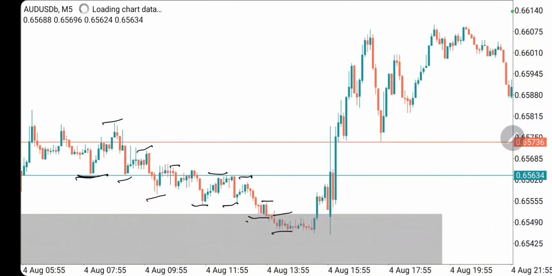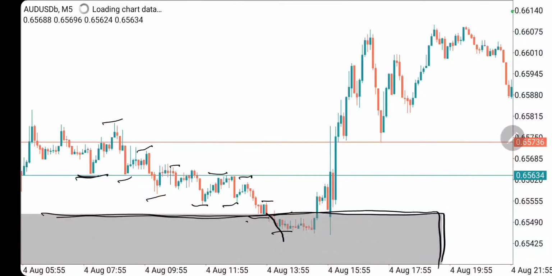Lower high, lower low, lower high. Now you can see the market came into the zone. This is the zone that we drew on a higher time frame. The market came right into the zone. So what happened when the market came into the zone? The market bought and broke structure. Look at this zone. This zone was taken out.